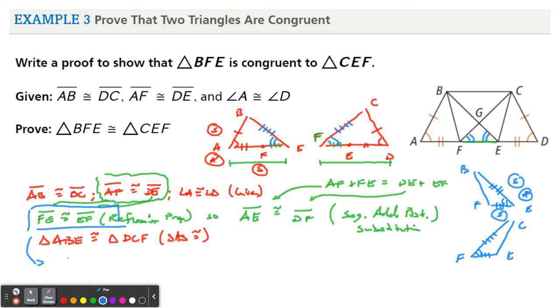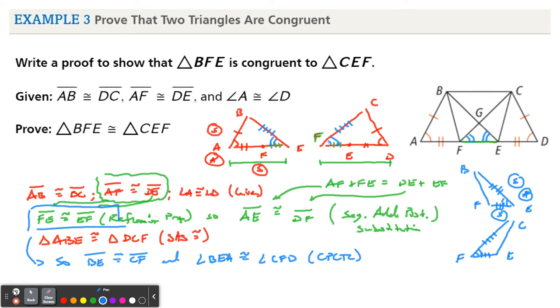And it also comes from the corresponding parts of these two triangles. Because these two triangles are congruent, we now know that segment BE is congruent to segment CF, and angle BEA, or AEB, whatever, is congruent to angle CFD. And that is by CPCTC.